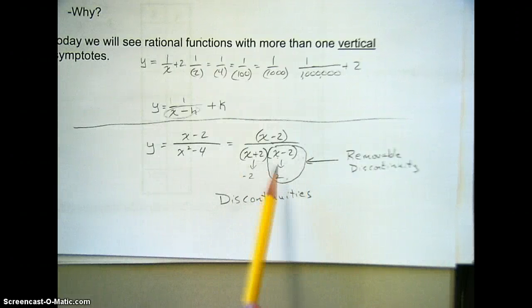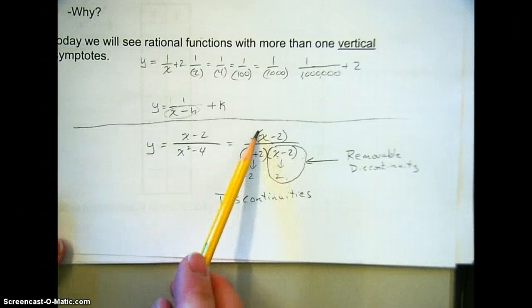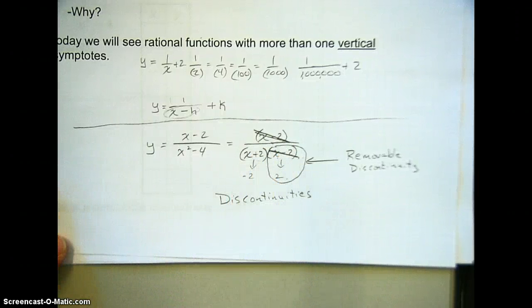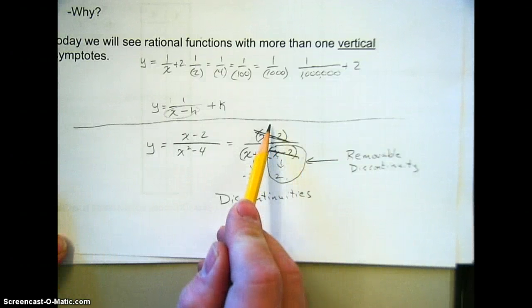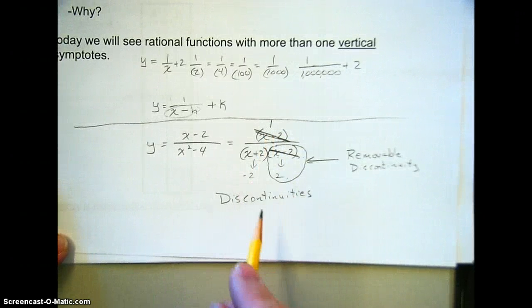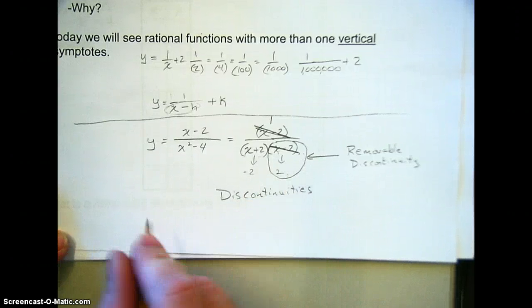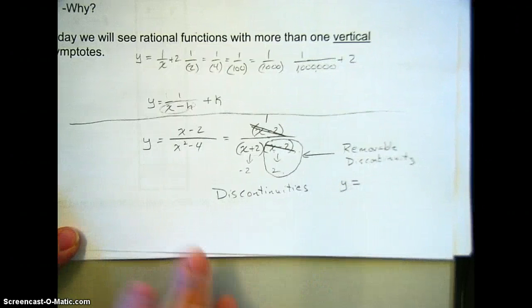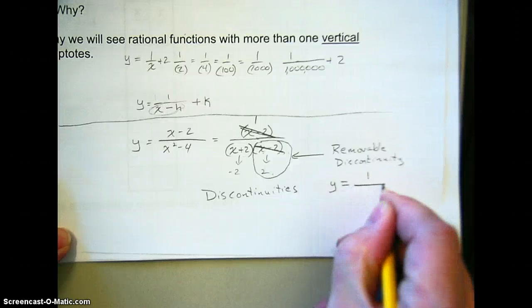That's why it's a discontinuity. Why is it removable? Why can we take it out of there? Brooks? Because it would also make the top value 0. What happens here? This becomes 0. They cancel. Okay, we removed it. When we cancel those, what's on top? Yeah, 1, not 0, just a 1. And on the bottom, what are we left with? X plus 2. So our new function, after we remove that, is y equals 1 over x plus 2.